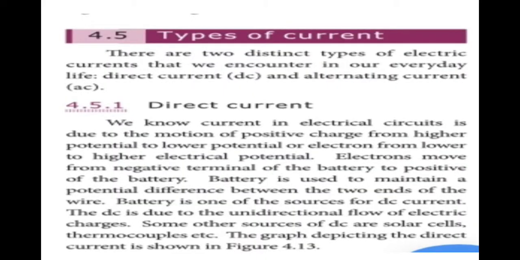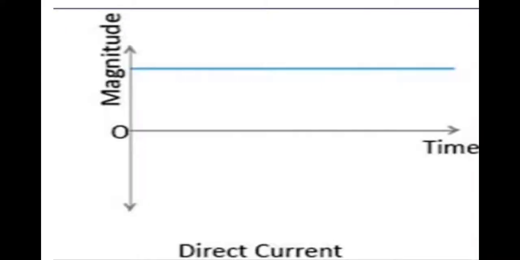Next topic is two types of current. One is direct current, another one is alternating current. Direct current, battery is one of the sources for direct current or DC current. DC is due to the unidirectional flow of electric charge. That is, the electric charge flows in one direction. Many electronic devices use DC, that is, direct current. Examples: devices like cell phones, radio, electric keyboard, these all use DC current.